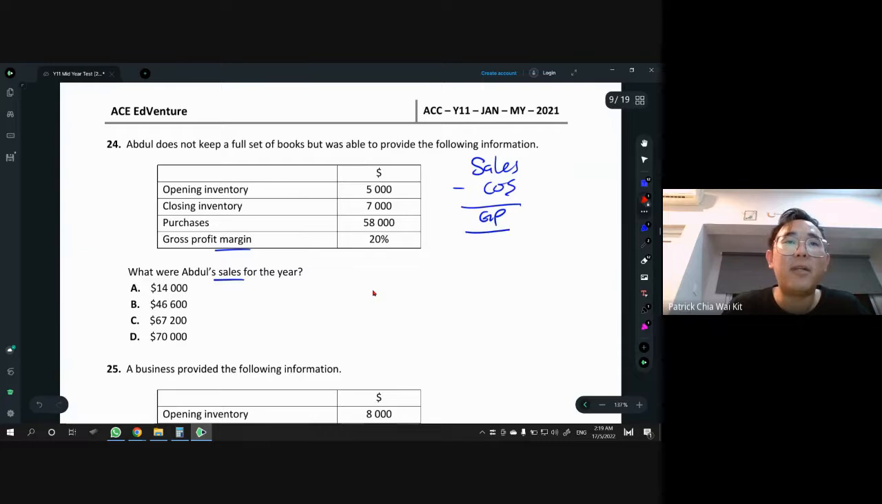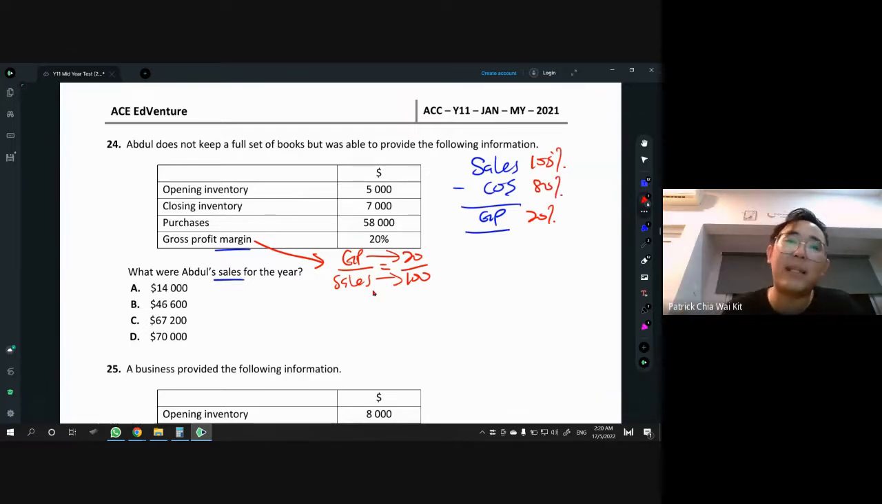Then next part, you ask yourself, what does margin mean? Margin means GP over sales. That is a formula. And since margin is given, which is 20%, 20% means 20 over 100. So you can ratio this now, which means GP is 20%, sales is always 100%. So as you can see, sales is 100, GP is 20. Then what is cost of sales? Cost of sales is 80%. So the moment you have all these percentages, and you have one known value, then you can find the rest. So the question asks us, what were Abdul's sales for the year? Sales.